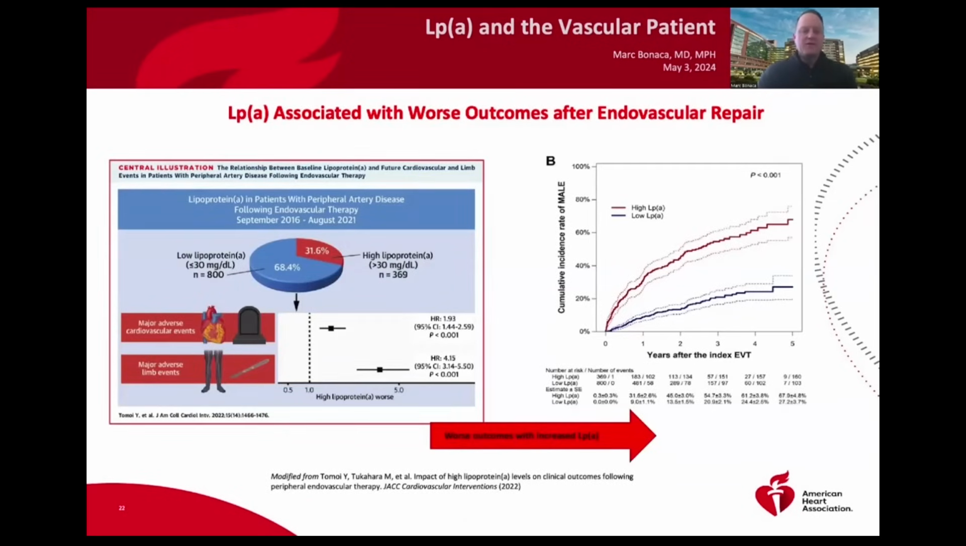Here we have another look at endovascular repair, and this analysis published in JACC, again with a relatively low cut point, 30 milligrams per deciliter. Those patients with PAD had higher risk of MACE and MALE with elevated LPA, but the relationship was stronger for limb outcomes, as you can see on the left side of this slide. And those patients who had an elevated LPA did much worse after endovascular repair than those who had a low LPA.